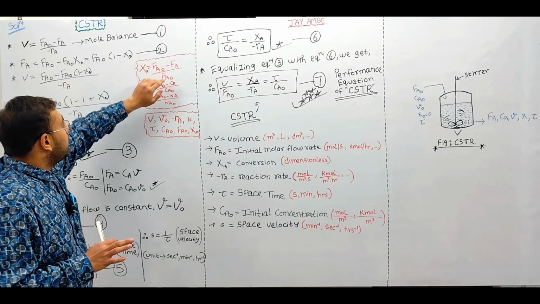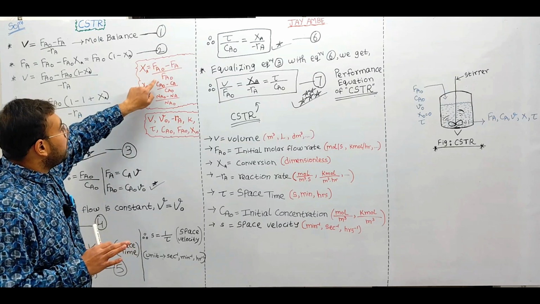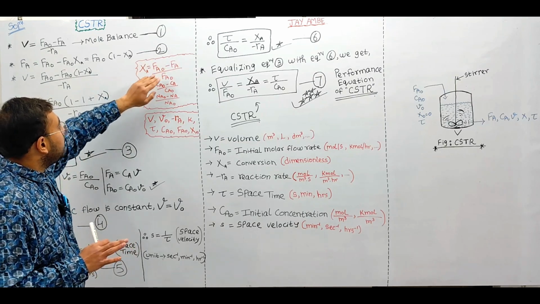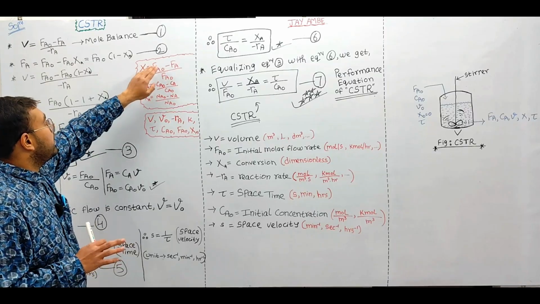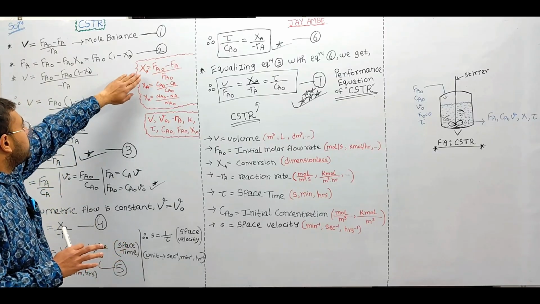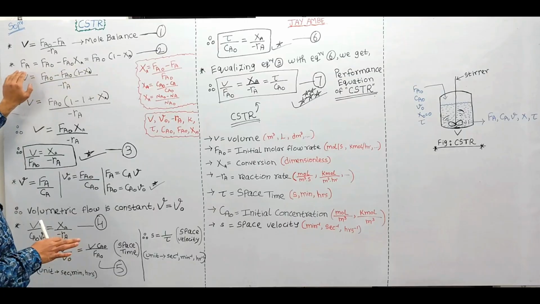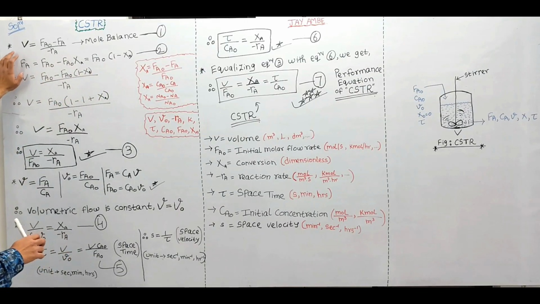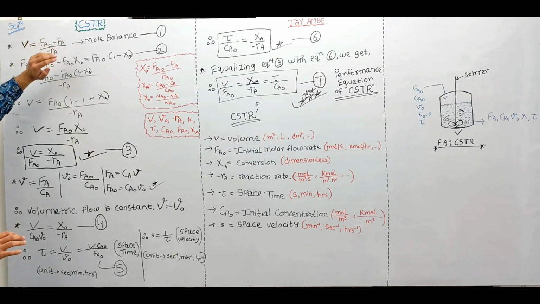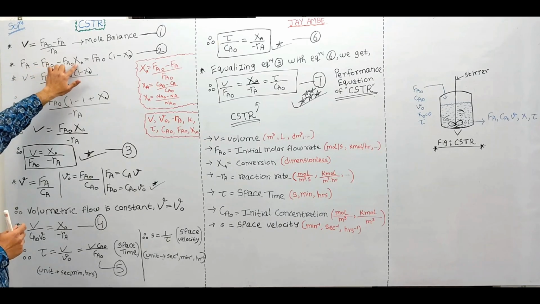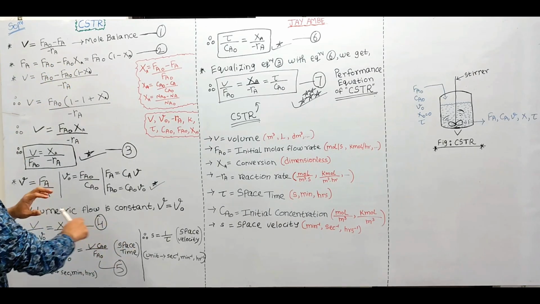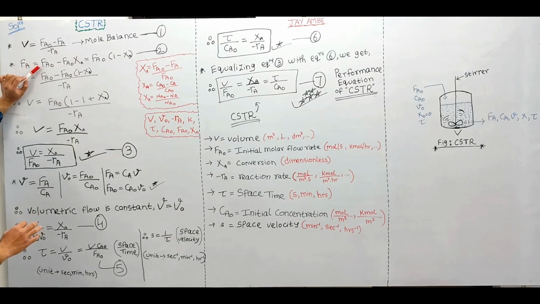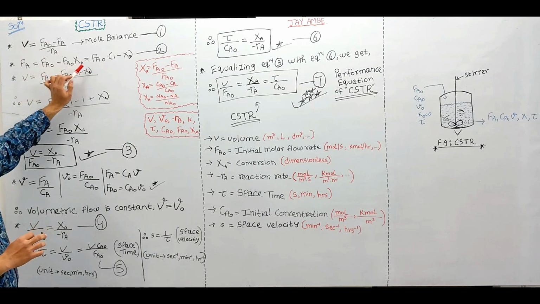So here we are using the concept of conversion in terms of molar flow rates. From here, XA is equal to Fa naught minus Fa upon Fa naught. We are deriving equation 2 by doing the rearrangements, where in equation 1 we are replacing Fa by its value. So Fa can be written as Fa naught minus Fa naught into XA. We are commoning out Fa naught, so Fa naught into 1 minus XA.